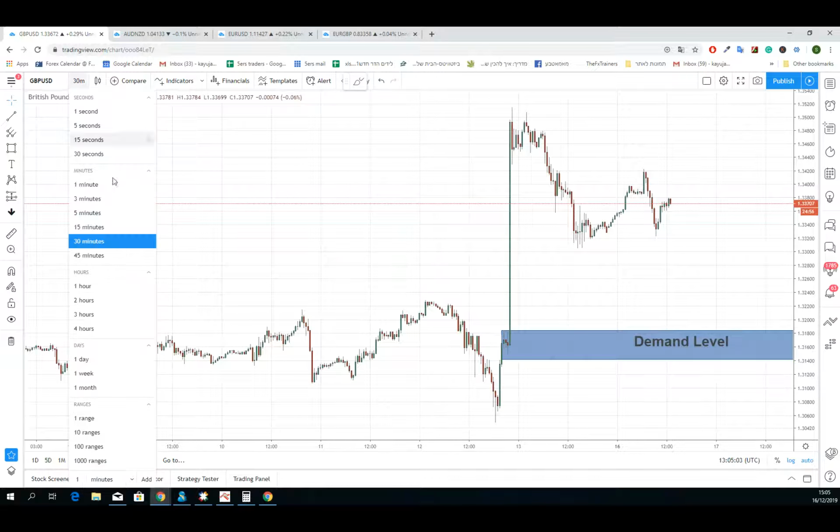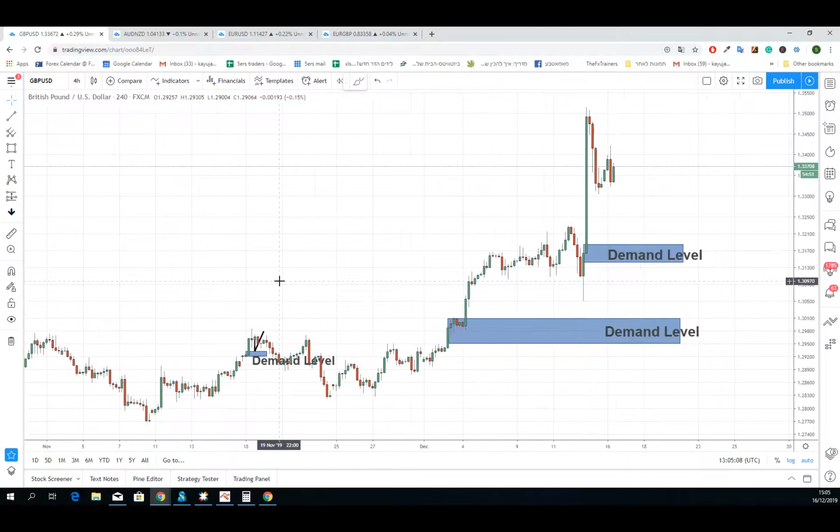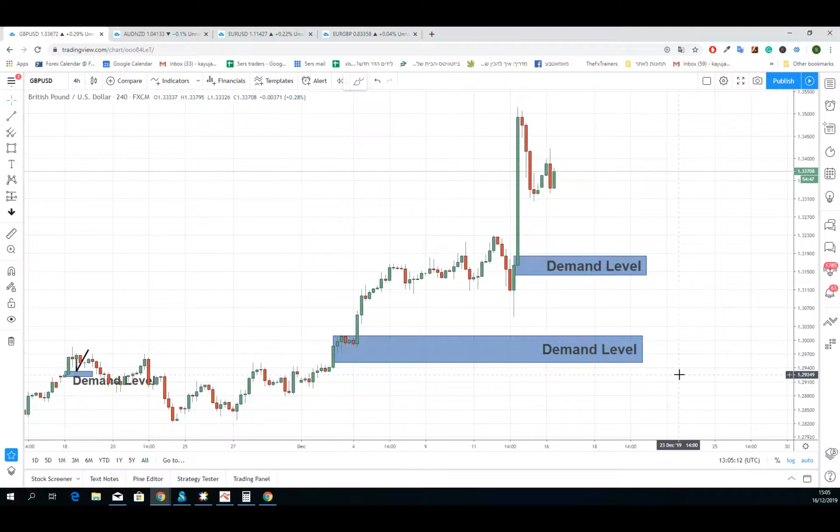Okay, I'll take a look at the 4-hour chart, and as we can see, I marked another demand here below. This one here is the one that we just saw on the 30-minute chart, and the one at the bottom is the one that we can see on the 4-hour chart. Both levels are relevant for a buy position.